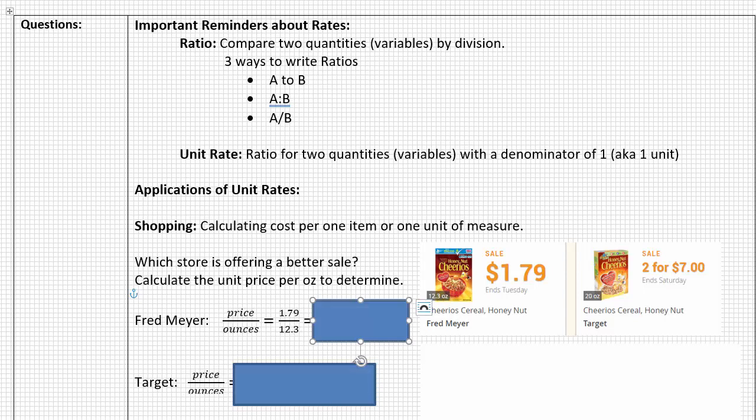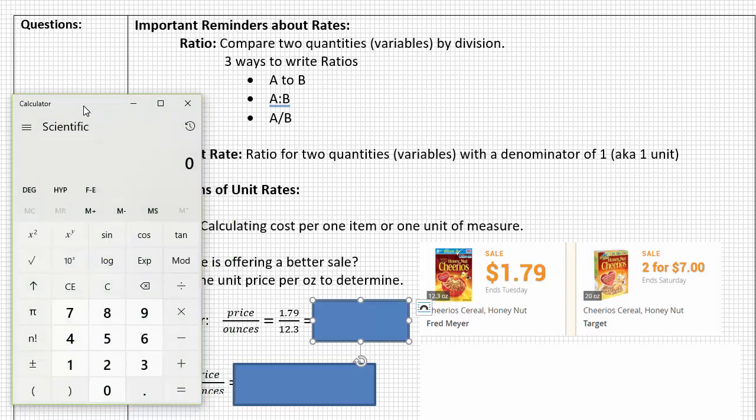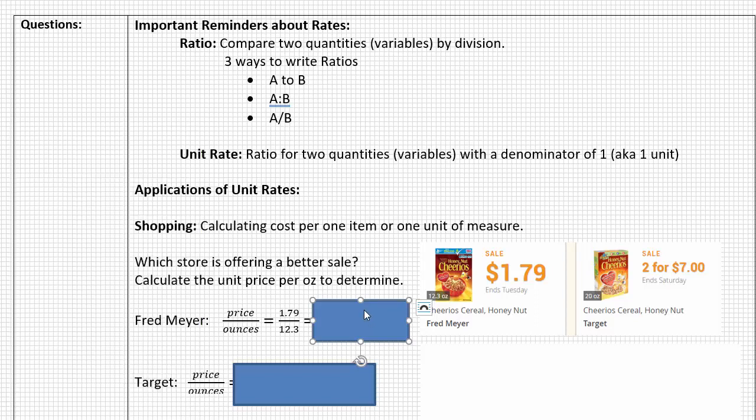And then we can very quickly just divide that. So in any kind of calculator, we can take $1.79 divided by 12 and 3/10. And we have this long decimal, but we really only need it to the hundredths place because we're talking about money. So it's 0 and 145 thousandths. That 5 rounds it up to where it would be 15 cents per ounce.